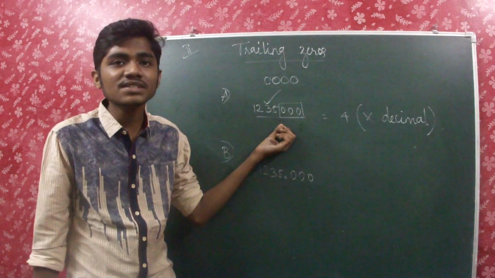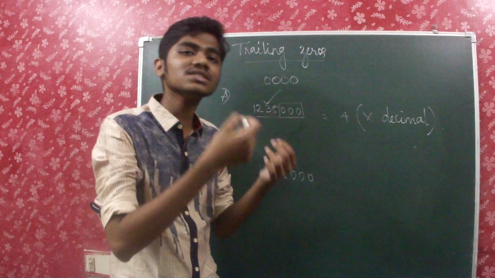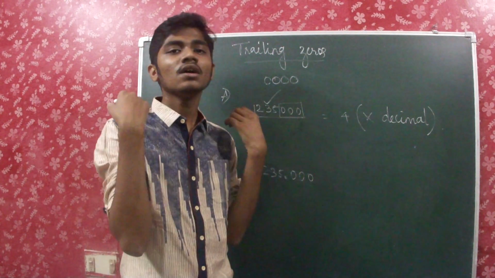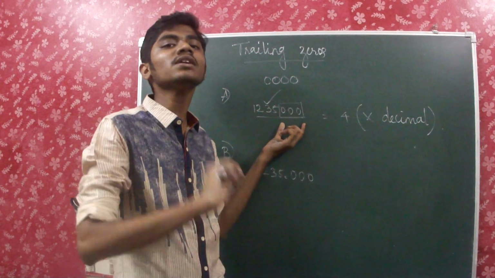So if there are no decimal points, trailing zeros are insignificant, or we can say they are not taken into account. Okay, we can say it like that. So trailing zeros when there is no decimal point are insignificant.